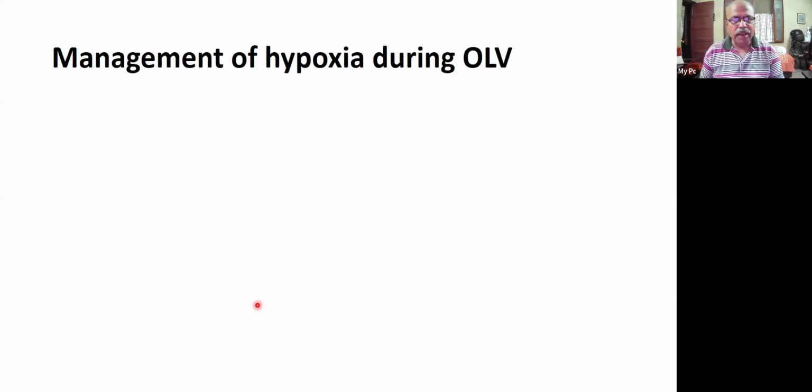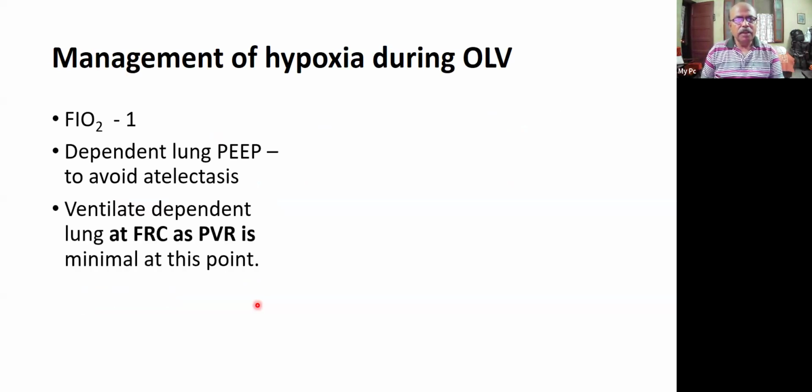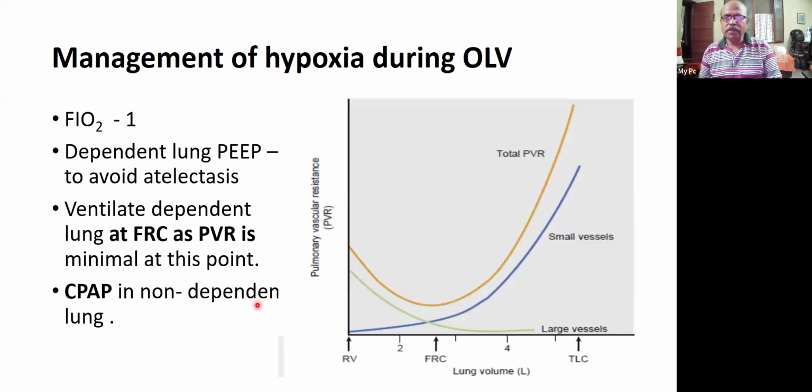So how do we manage a case of hypoxemia during one lung ventilation? You start with an FiO2 of 1. You give a dependent lung PEEP to avoid atelectasis. You ventilate at FRC as the pulmonary vascular resistance is minimal at this point. And you can also give CPAP in the non-dependent lung. So if you see this curve, you can see both at residual volume and TLC, that is total lung capacity, the pulmonary vascular resistance is higher, and it is minimal at FRC.